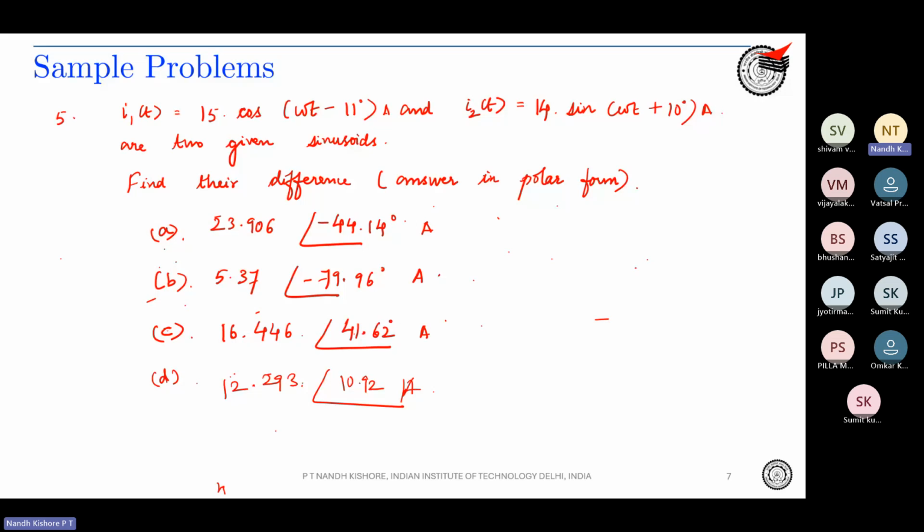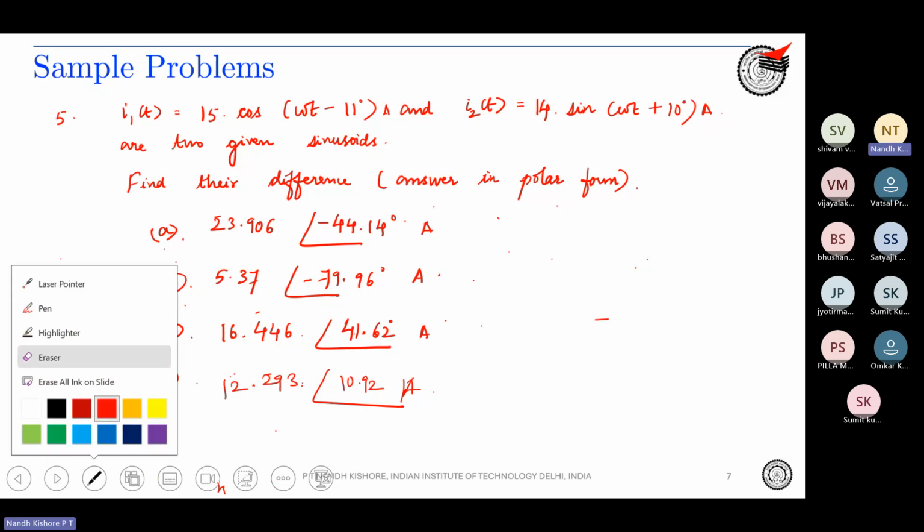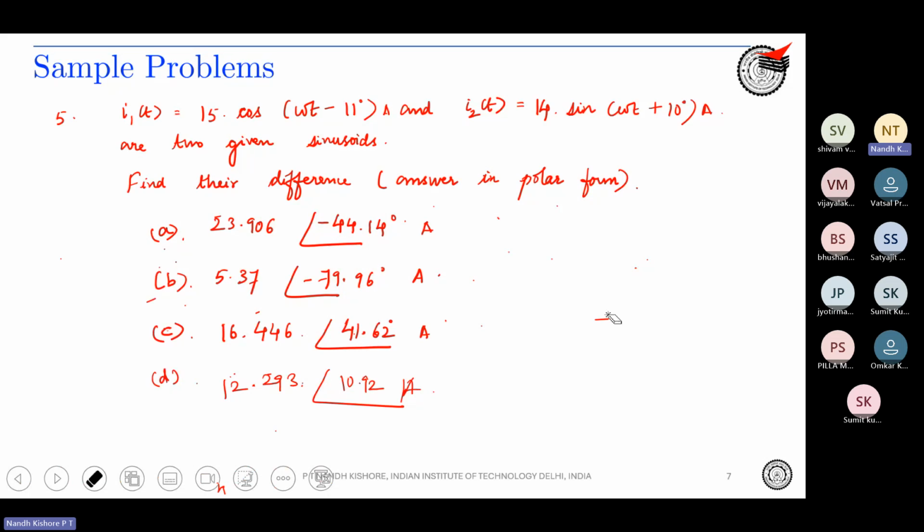So we have to write this in polar form. The answer should be in polar form. How do we do this? How do we approach this problem? Any guesses?